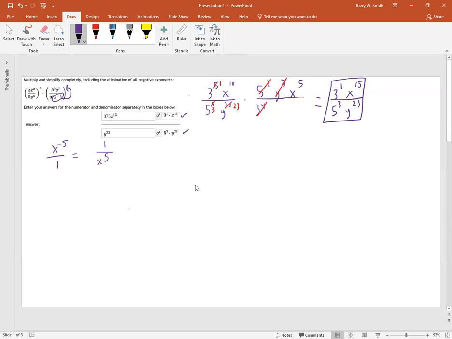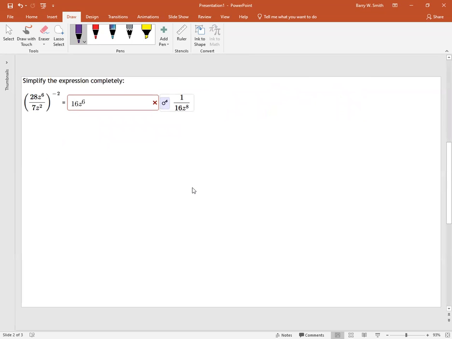Now let's go to the next one. All right, so here we have everything to the negative 2 power. So two ways we can go about this. Instead of saying to the negative 2, we can make it to the positive 2 and flip everything inside here. So converting to that, we're going to have 7z squared over 28z to the 6th. And now this is a positive 2 instead of the negative 2. So all we did was flip everything.